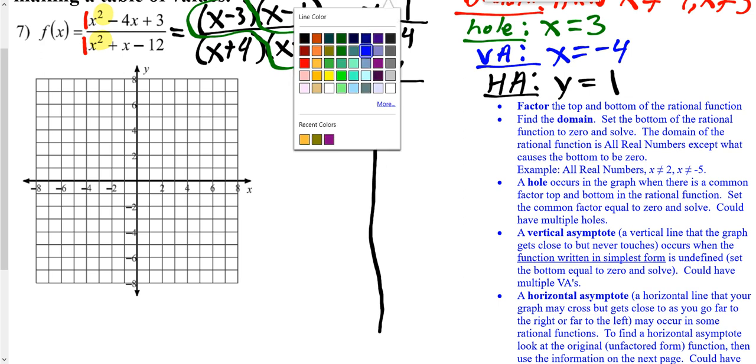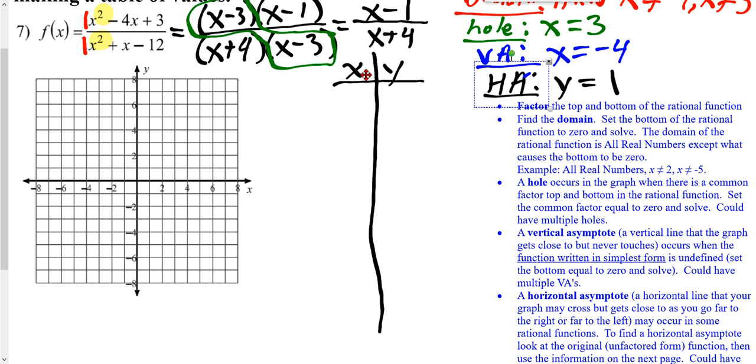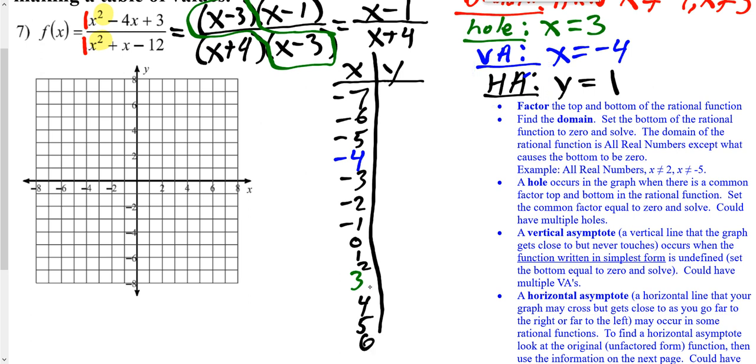And you want to put in your vertical asymptotes and plug in your hole. And you want to try at least 3 numbers on any side of a vertical asymptote or hole. And then everything in between. Now, can you plug them into the original? Yes. I always prefer to plug them into my simplified one right here.